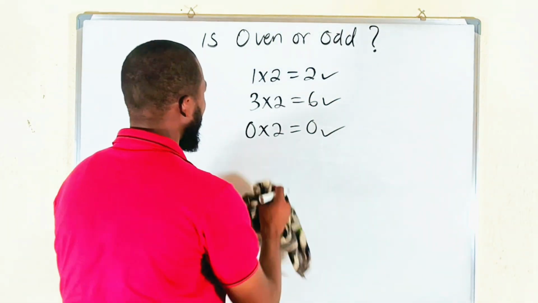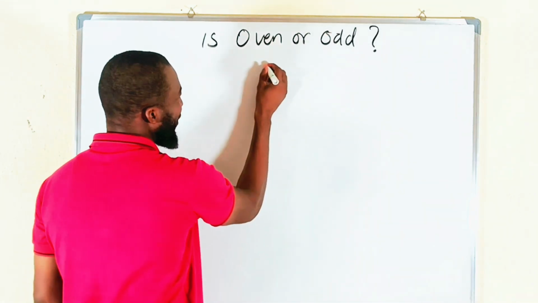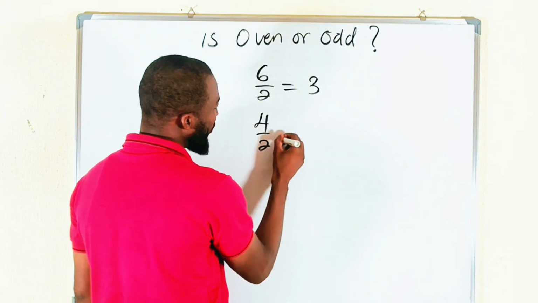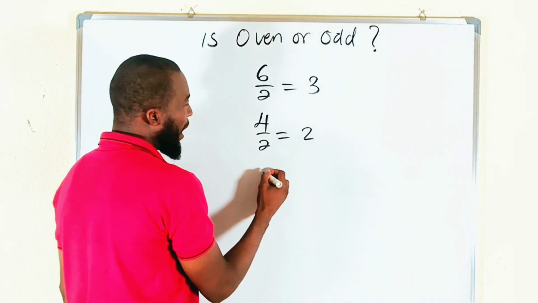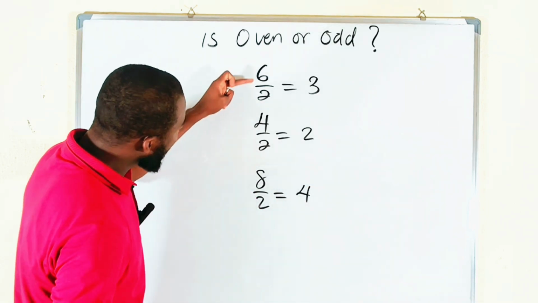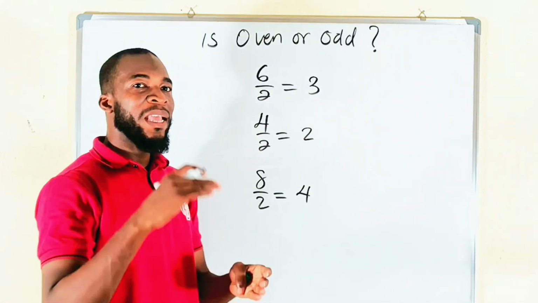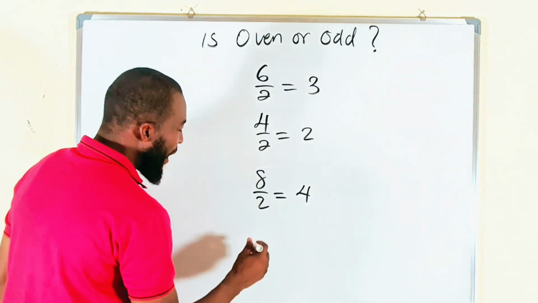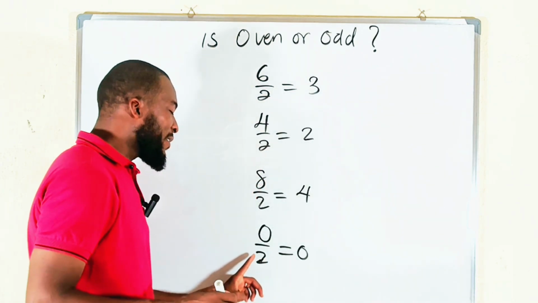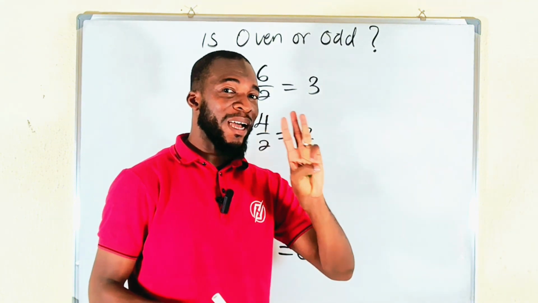The third one, all even numbers are divisible by 2. Right. 6 divided by 2 is equal to 3. 4 divided by 2 is equal to 2. And 8 divided by 2 is equal to 4, which means that 6, 4, 8 are all even numbers because they are divisible by 2. I mean, they can be divided by 2 without remainder. Likewise, 0 divided by 2 is equal to 0. Since it is divisible by 2, then it implies that 0 is an even number. This is the third proof.